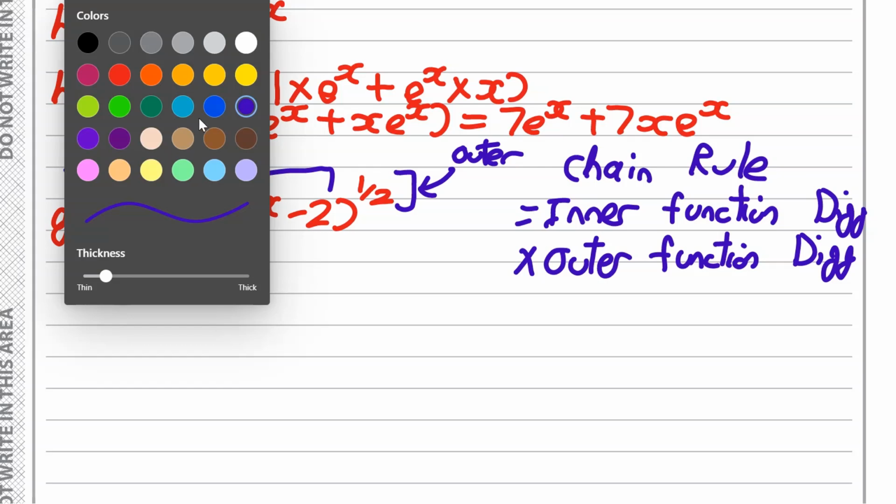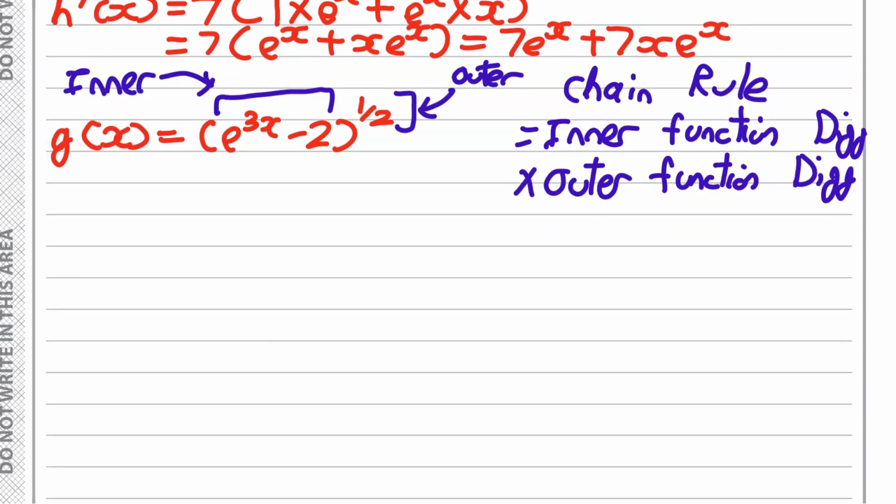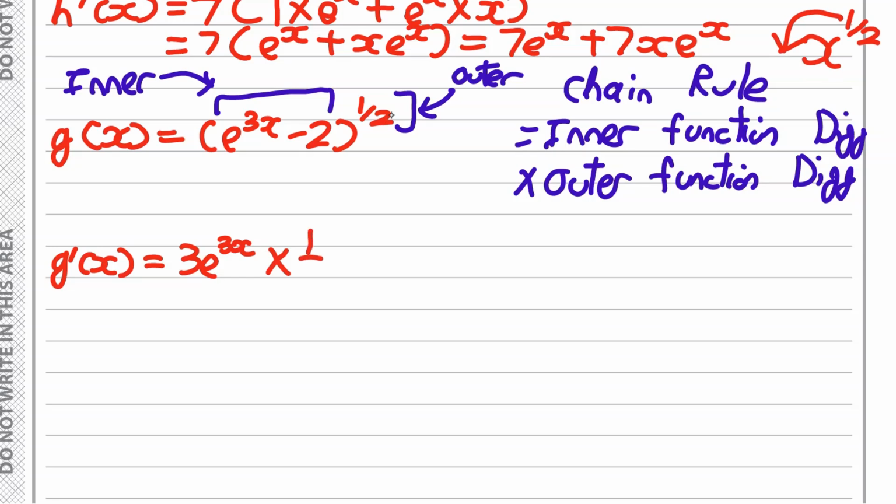Okay, so if we differentiate this, using the chain rule, g dash of x is going to be the inner function differentiated, which is this e to the power of 3x minus 2 differentiated. If you differentiate e to the power of 3x, it's going to be 3e to the power of 3x. When you differentiate minus 2, it's just a constant, so it goes away. And then this is multiplied by the outer function differentiated, which is this power of a half differentiated. You can think about this like x to the power of a half. When you differentiate this, the half comes down as a coefficient.